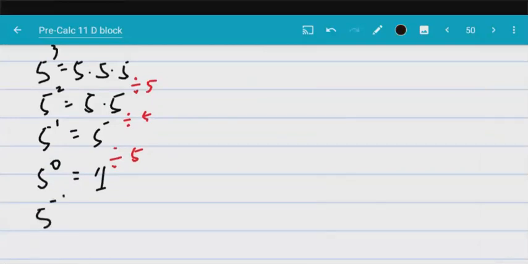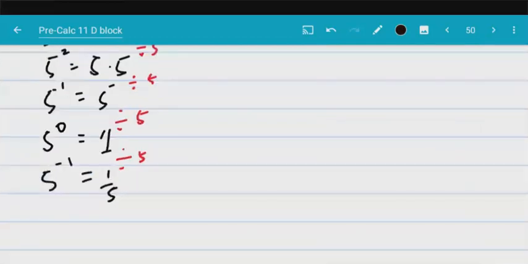Therefore, if it was 5 to the negative 1, it would have been to divide 1 by 5, which is 0.2. Instead of writing 0.2, I will write 1 over 5 so that I can see the pattern here. And that tells me 5 to the negative 2 would be to divide the previous expression again by 5, which gives me 1 over 5 squared, which becomes 1 over 25.